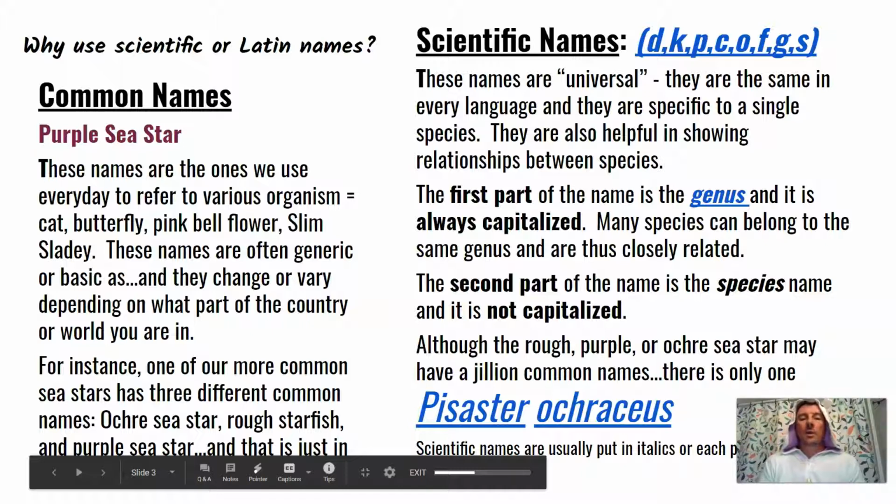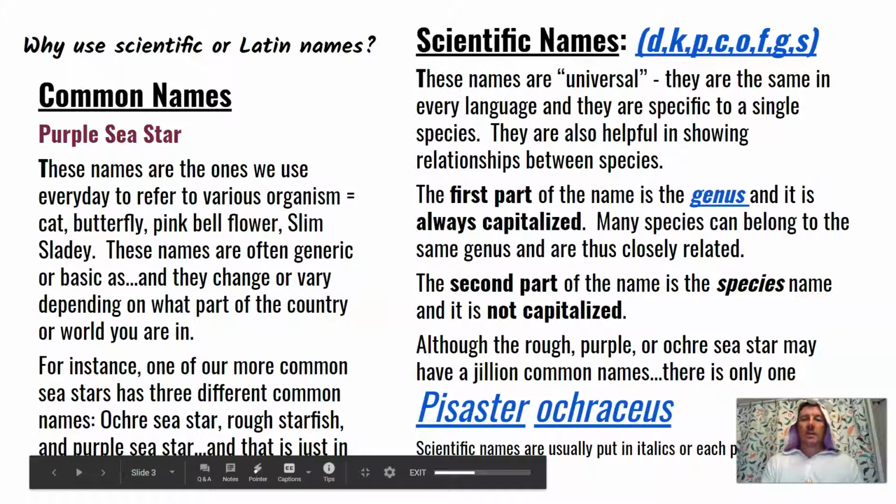The first part of the name is the genus, and it's always capitalized. Many species belong to the same genus, so if you know the genus name, you can recognize other species, and you may find other ones in different parts of the region or the world. You may go, oh, that looks like a Laminaria. And wow, it is a Laminaria, just a different species of it. So it helps you with your identification.